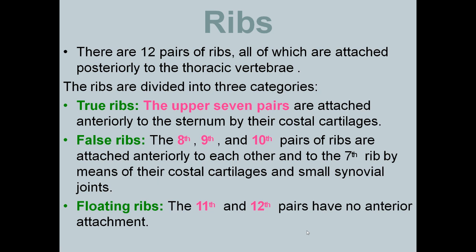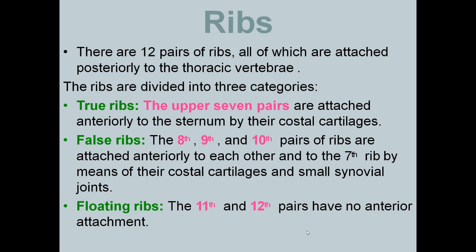True ribs, the upper seven pairs, are attached anteriorly to the sternum by their costal cartilage. The eighth, ninth, and tenth pairs of ribs are attached anteriorly to each other and to the seventh rib by means of their costal cartilage and small synovial joints. And floating ribs are the 11th and 12th. They have no anterior attachment.